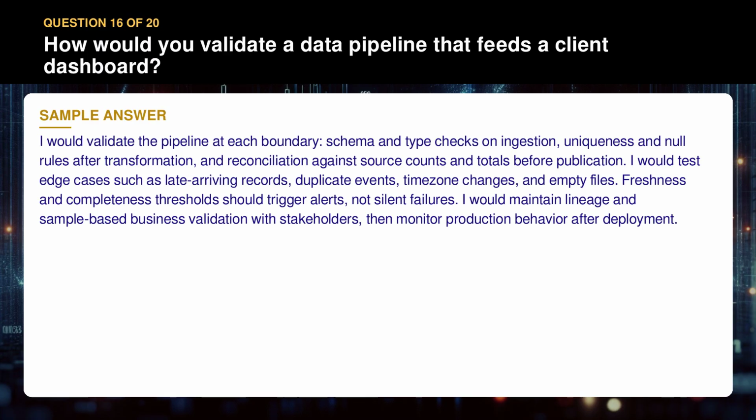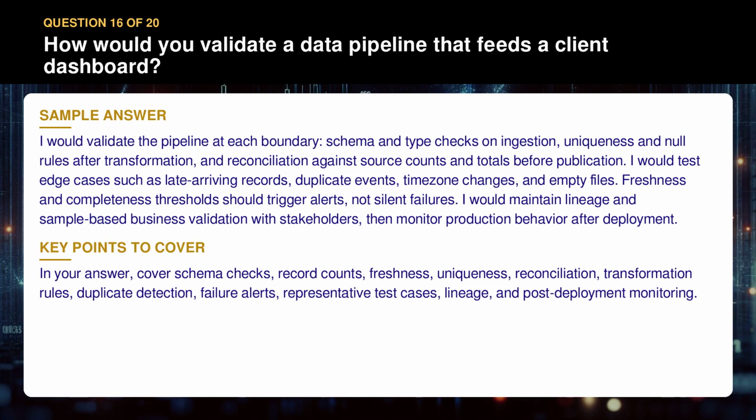Freshness and completeness thresholds should trigger alerts, not silent failures. I would maintain lineage and sample-based business validation with stakeholders, then monitor production behavior after deployment. In your answer, cover schema checks, record counts, freshness, uniqueness, reconciliation, transformation rules, duplicate detection, failure alerts, representative test cases, lineage, and post-deployment monitoring.